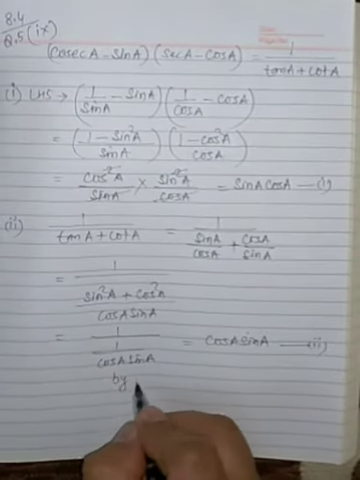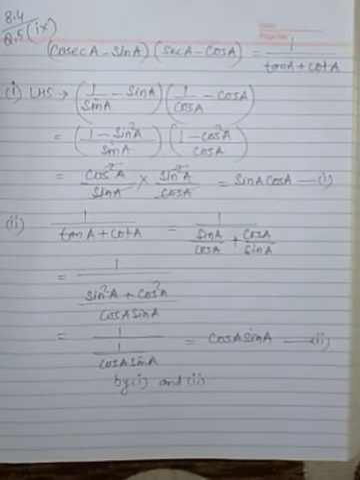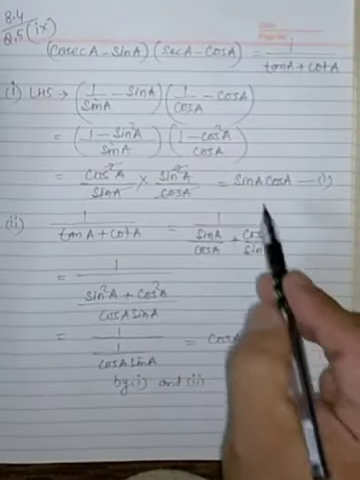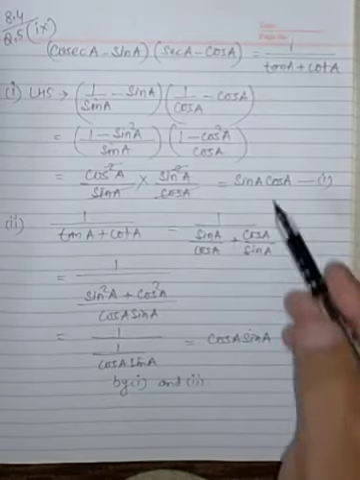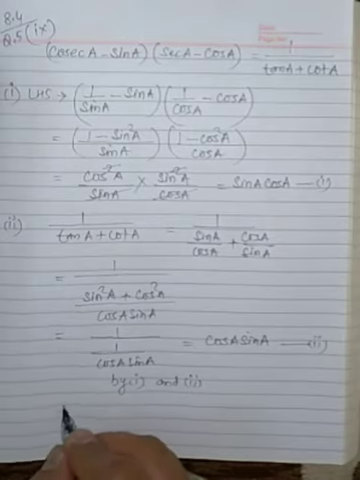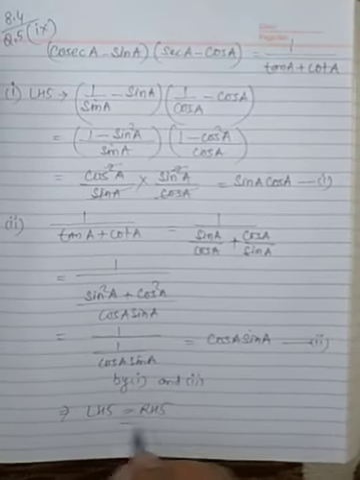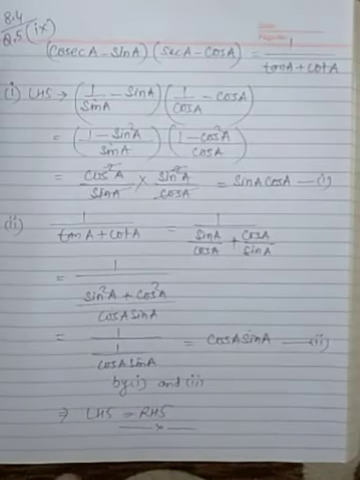Now by equation number 1 and equation number 2, if you observe them, you will find that sin A into cos A and cos A into sin A are the same in equation number 1 and 2. Therefore, the left hand side is equal to right hand side, as proved.